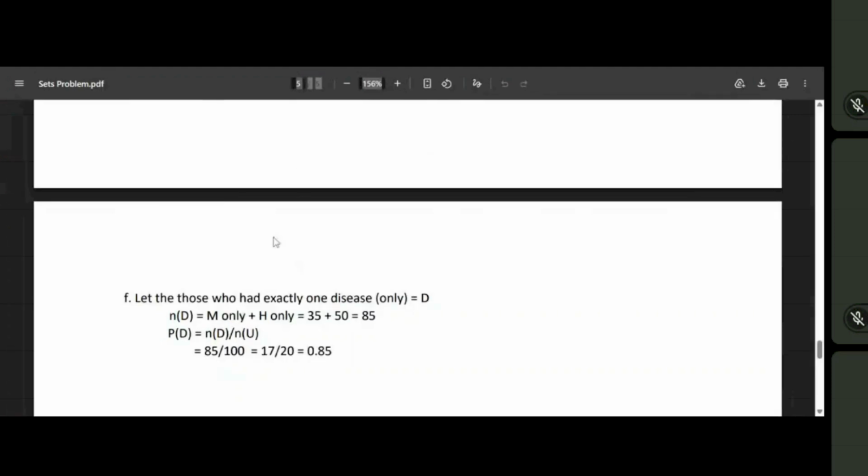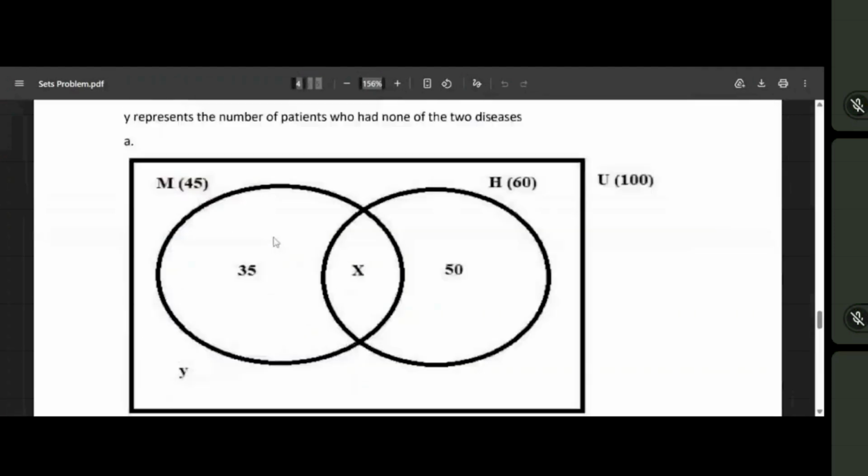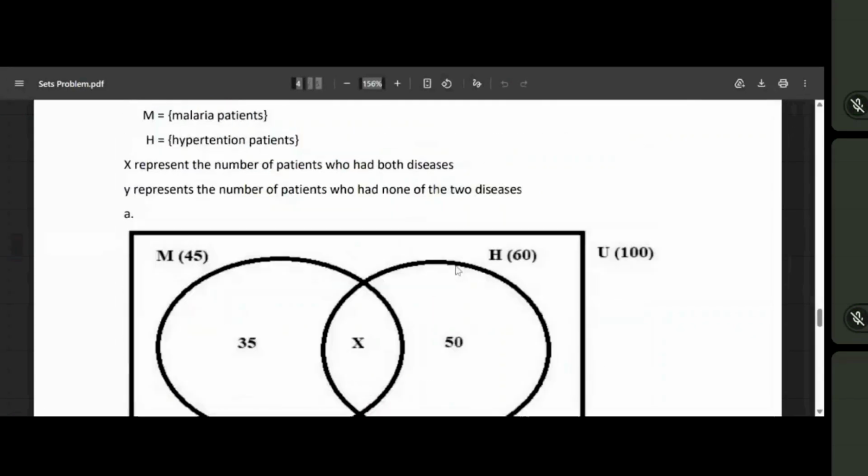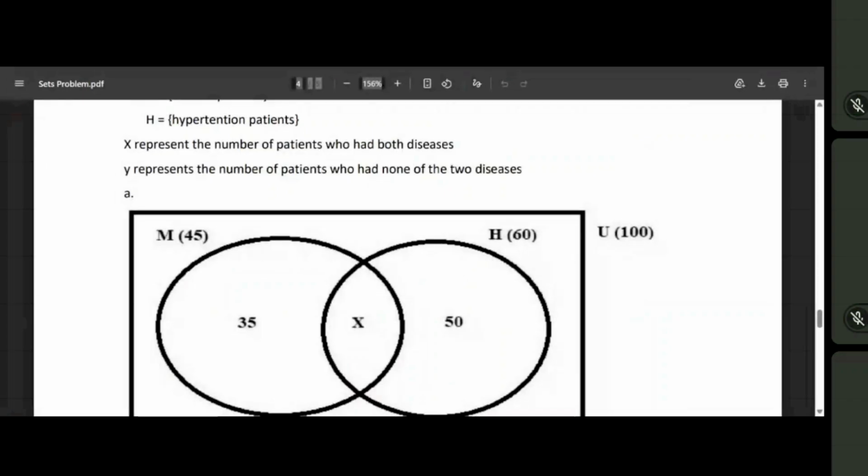So this is the probability part of it. If a patient is chosen at random, find the probability that the patient had only one disease. So another question is, how many people had only one disease? We are not saying how many people had only malaria, how many people had only hypertension. We are only talking about disease, but the person had only one. So the 35 had only one disease. What disease is that? Malaria. 50 had only one disease. What disease is that? Hypertension. So how many people in all had only one disease? Then you tell us that 35 plus 50 gives you 85. So 85 people had only one disease.